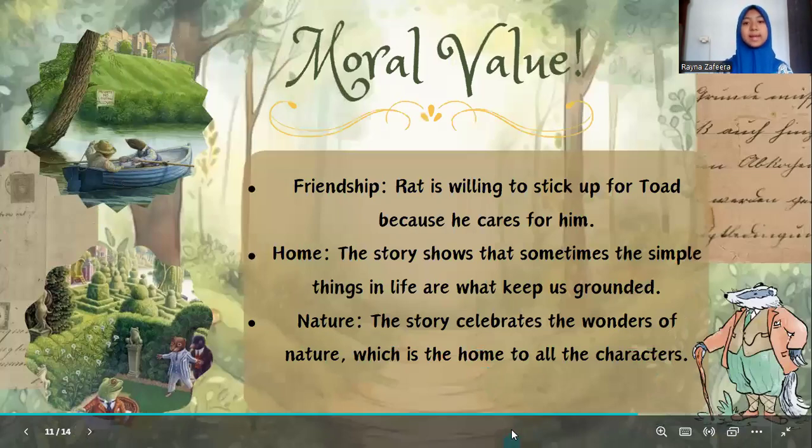The next topic is moral value. This book has numerous moral lessons. First is friendship. Rat is willing to stick up for Toad because he cares for him. Next is home. The story shows that sometimes the simple things in life are what keep us grounded. And the last is nature. The story celebrates the wonders of nature, which is the home to all the characters.